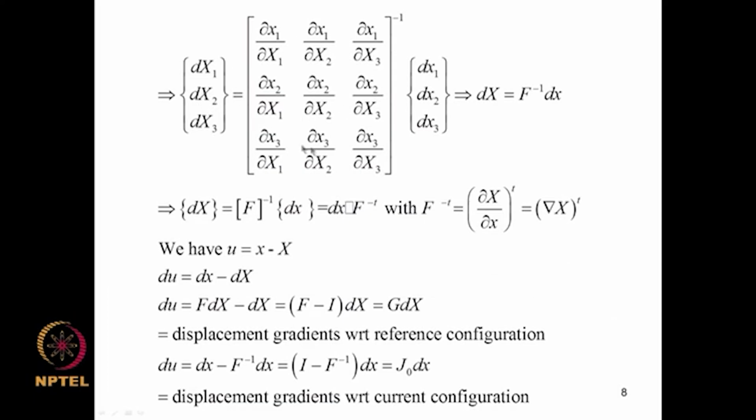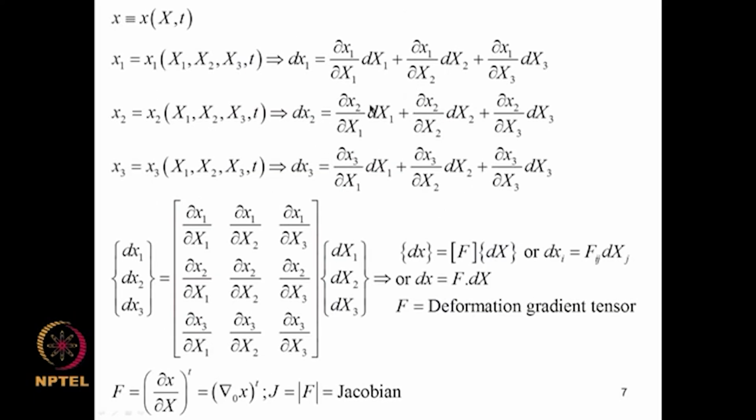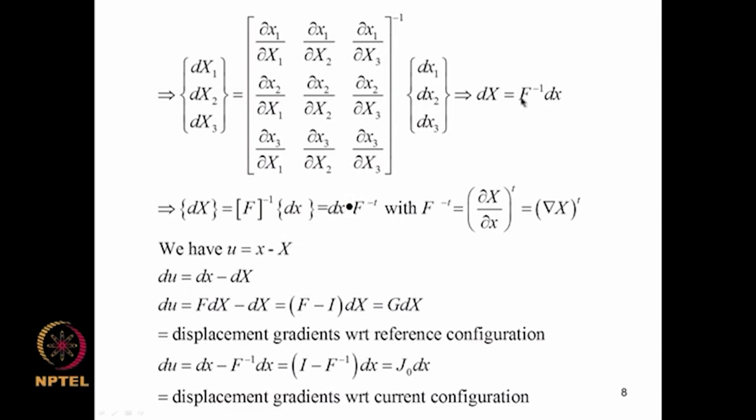By inverting this relation, the components of the line segment in the deformed configuration are related to the components in the original configuration. This can be inverted and I get this relation, dX is F inverse dx. We have the displacement vector as u is x minus X, from which I get du is dx minus dX, and du I can write therefore as, for dx, I will write F dX. So, this is F minus I dX, and this matrix F minus I I call capital G, and this is the displacement gradient with respect to the reference configuration.